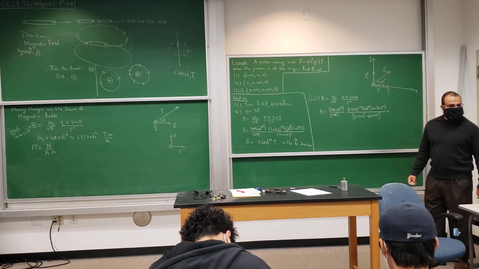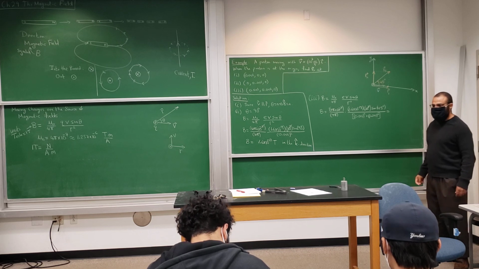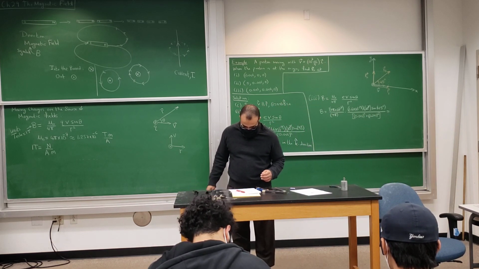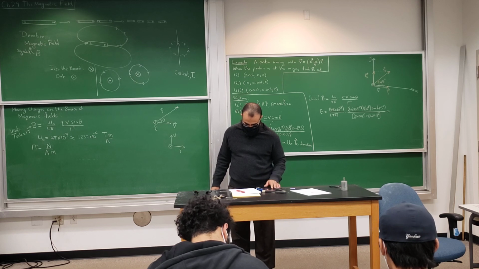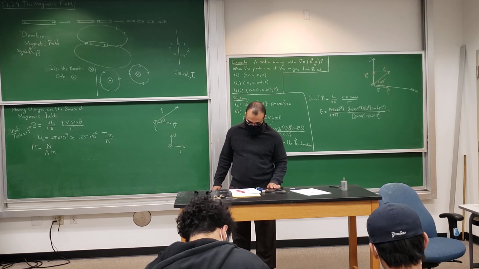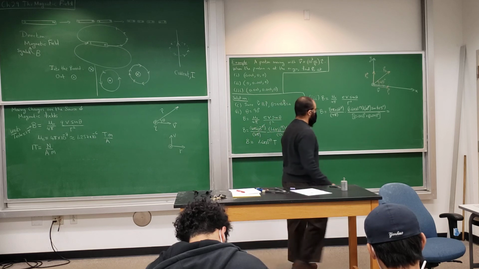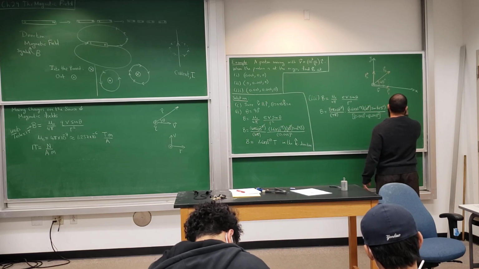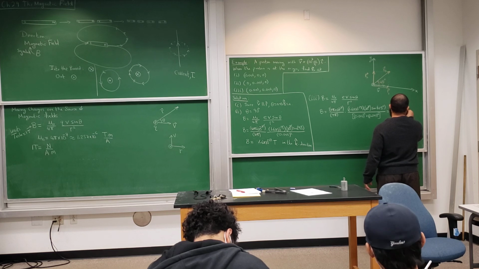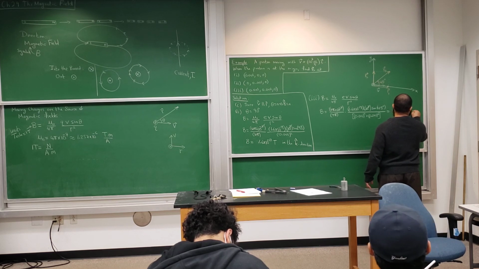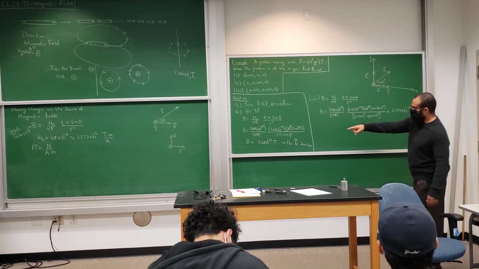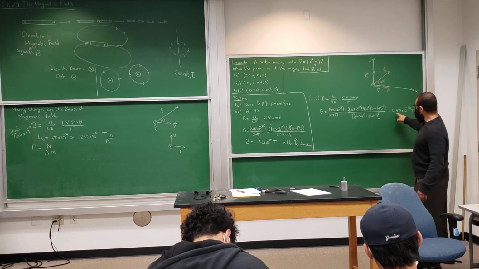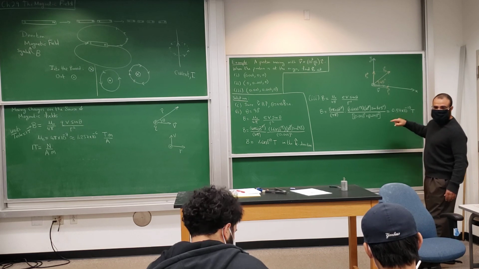For this one, we actually need to calculate. I will tell you what I got. I got 0.57 times 10 to the minus 13. It's smaller than the other one, right? The other one was 1.6 times 10 to the minus 13. This one is 0.57 times 10 to the minus 13.